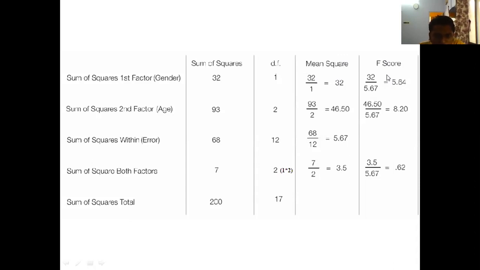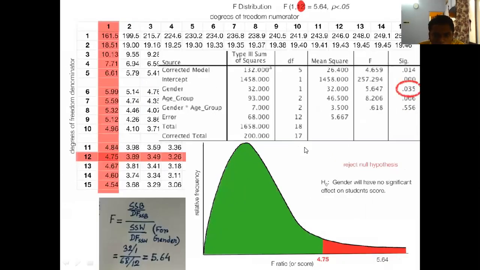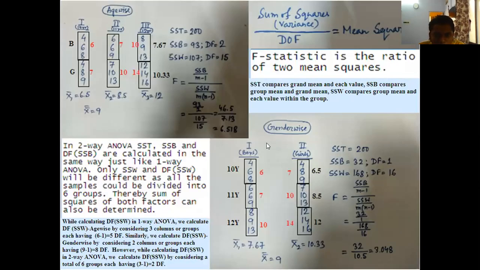Okay. So now let's take a look at how this will be computed. First, determine the sum of square total. Obviously, for the sum of square total, it is 200. Sum of square total is 200.